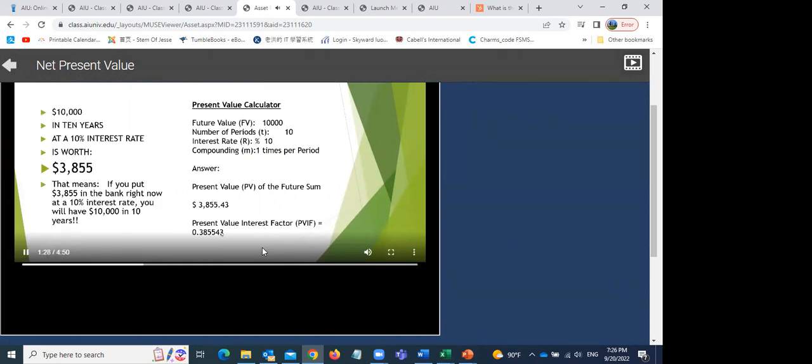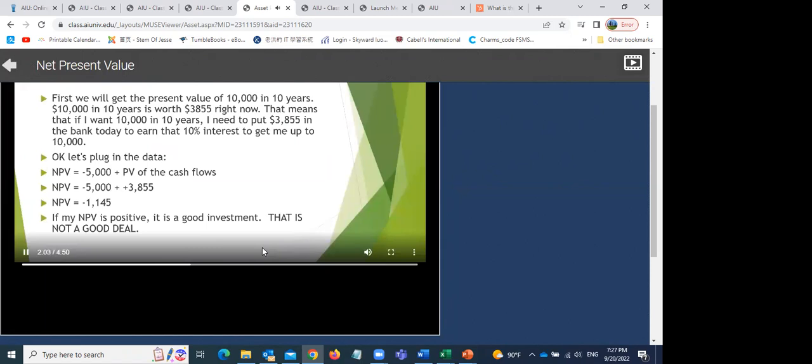Well, let's calculate it. $10,000 in 10 years. I did this in the present value class a little bit ago. $10,000 in 10 years at a 10% interest rate is worth $3,855. That means if you put $3,855 in the bank right now at a 10% interest rate, you will have 10 grand in 10 years. So the future value is 10 grand, number of periods is 10, interest rate 10, compounding 1 time per year. The present value of this future sum of 10 grand is $3,855.